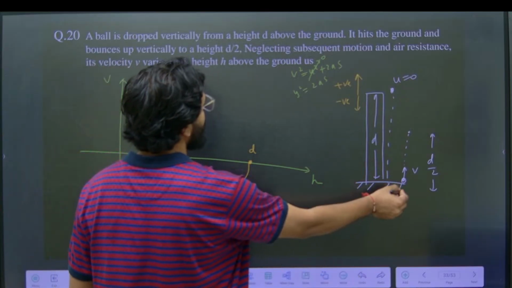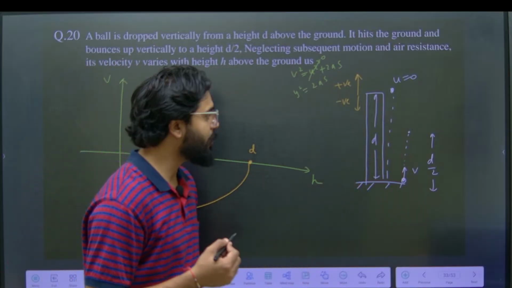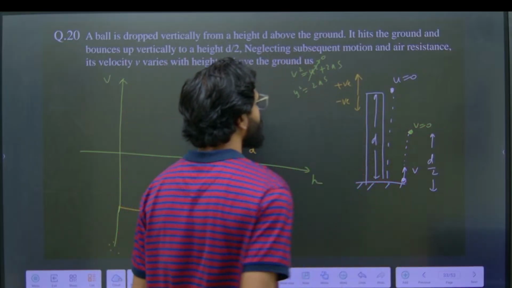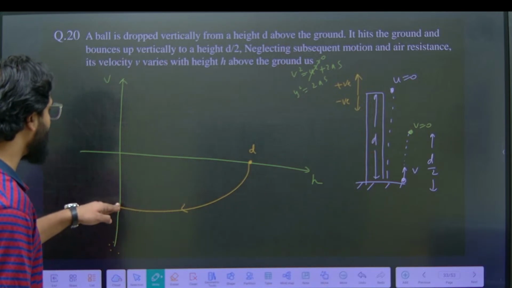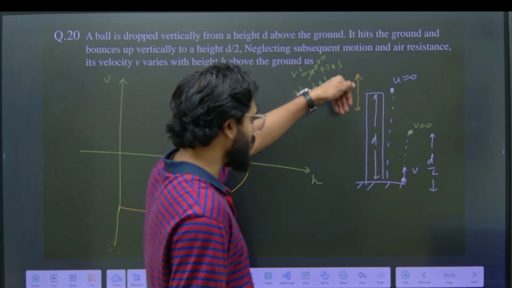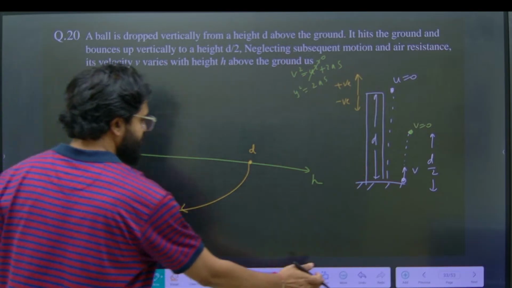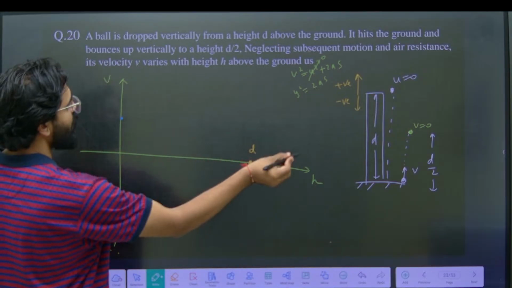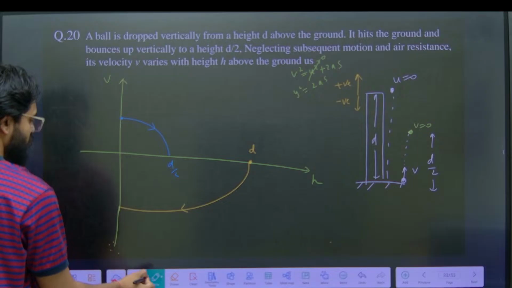Now after bouncing back, it will go to height d by 2, but at this height your velocity will again be 0. You will have a certain velocity and then it will be 0. So when you are bouncing back, your direction of velocity is changing from negative to positive. Your velocity will keep on decreasing until you come to distance d by 2. We can also calculate these velocities.